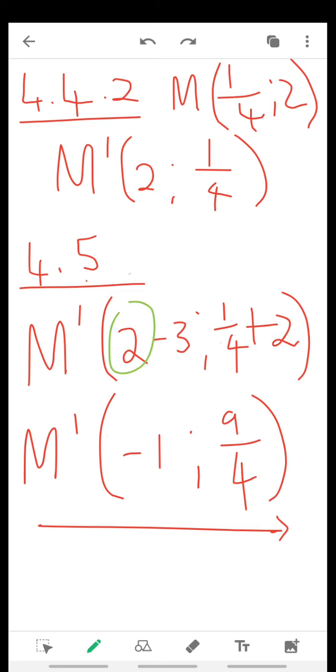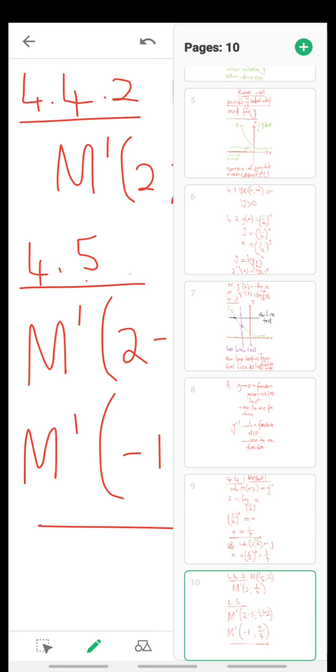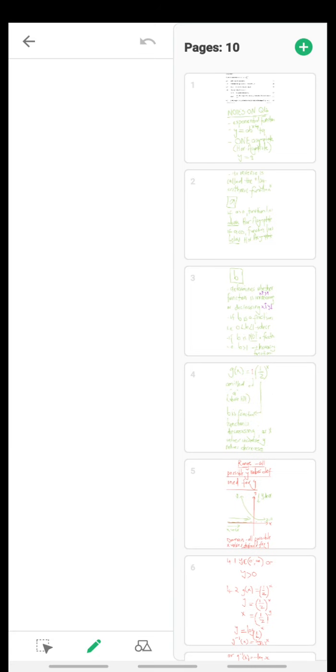So it's going to be 2 minus the 3. Okay, and then on the 1 over 4, I'm going to say plus 2, because that is what was given. So now as a result, 2 minus 3 is minus 1. And then 1 over 4 plus 2 is 9 over 4. All right. I'm just using my transformation and translation knowledge. Now, well done.